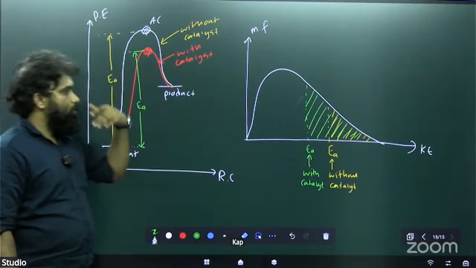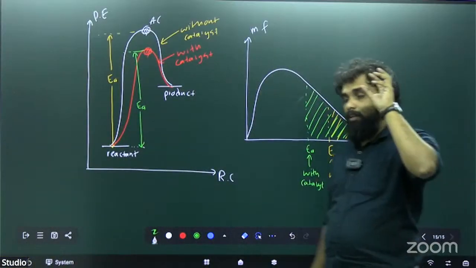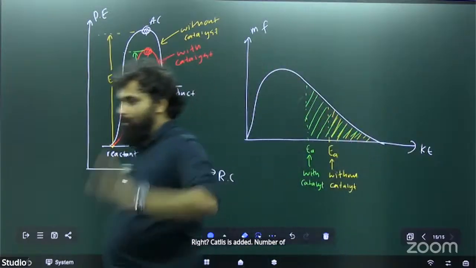Right? Here especially remember: when catalyst is added, the number of proper collisions does not change.